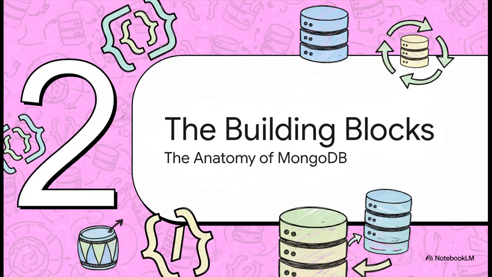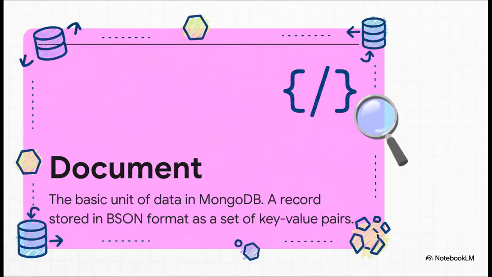Okay, so we've established that MongoDB uses these things called documents. But how does that all fit together? In our next section, we're going to look at the anatomy of MongoDB, starting small and building our way up. All right, the single most fundamental piece of MongoDB is the document. Just think of it as one record, like one user profile or one product listing. It's all just key value pairs.